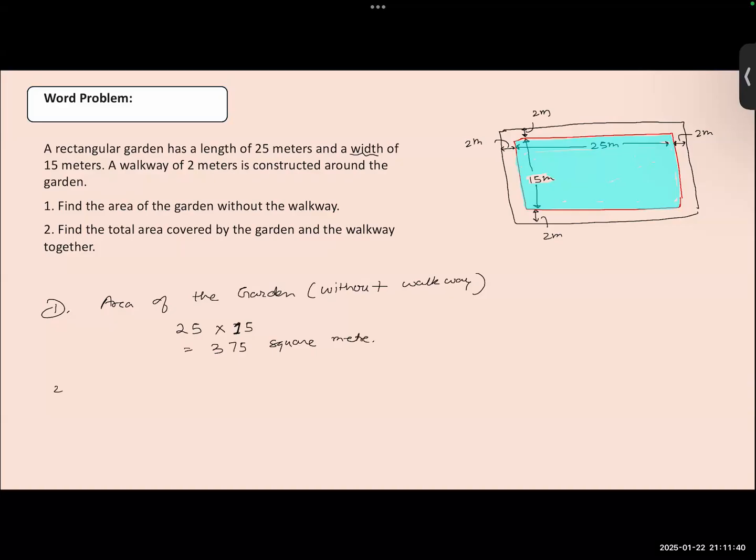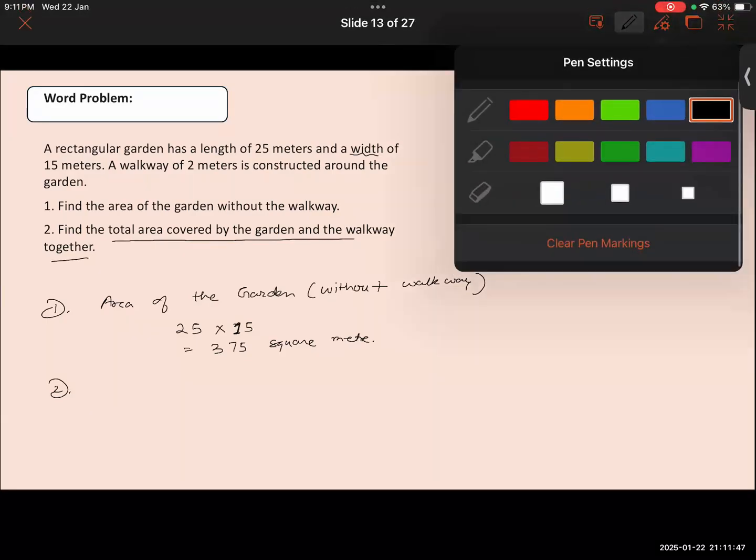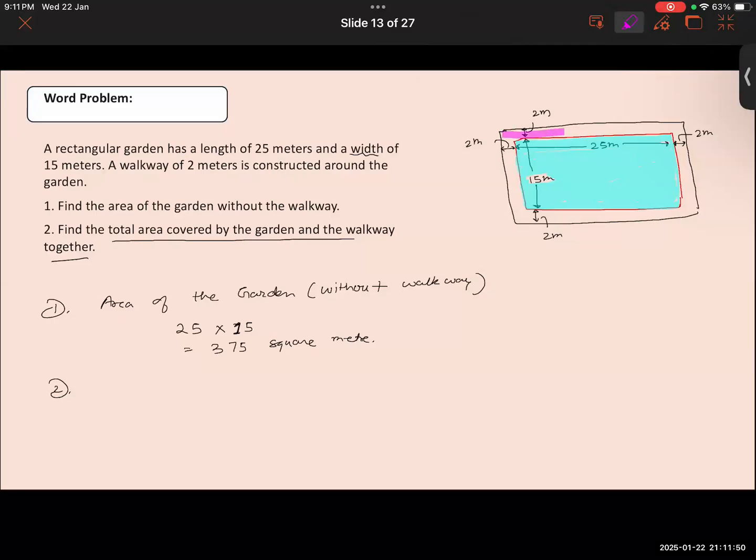Next, the question is asking to find the total area covered by the garden and the walkway together. So it means that you have to include the walkway also. This also has to be included. So you need to find the area of the blue region and the pink region both. Getting it? The walkway also has to be included. So can you tell me what should we do in this? Will we be taking the same length and the breadth, or will it change now? It will change now.